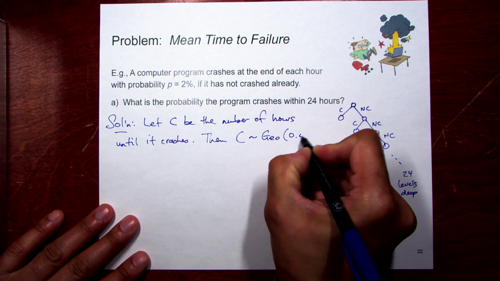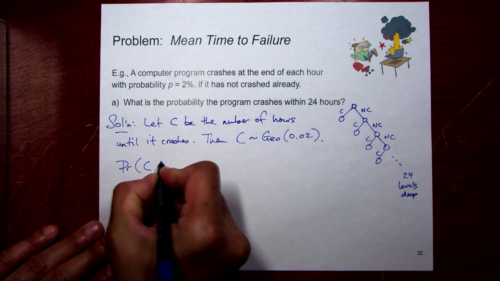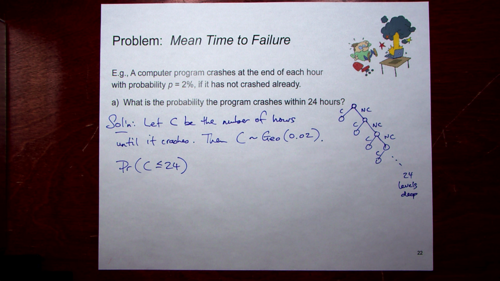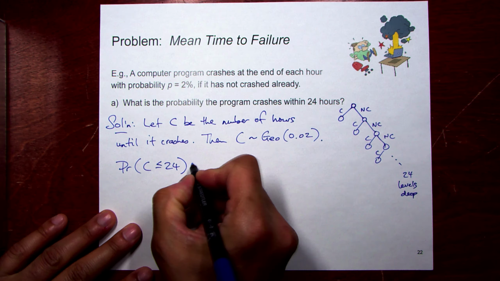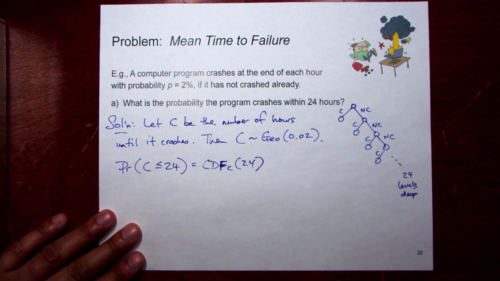Geometric of 0.02. Okay, so that's the probability that it will fail, and we're trying to figure out when it's going to fail. Now, we would like the probability that C is less than or equal to 24. How should we do it? How should we find this? Good. We want the CDF of 24. Okay, so what's the CDF formula?